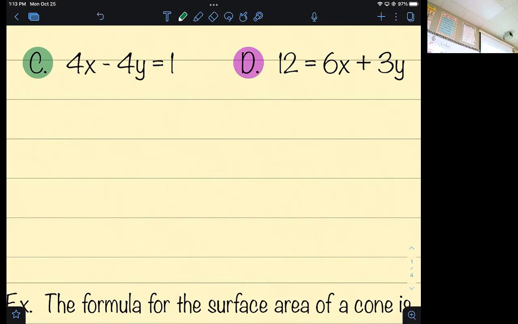Maybe a hint on that first one there. When you move the 4x term over to the other side, make sure you have -4y, not just 4y. Right. So don't forget the negative sign.